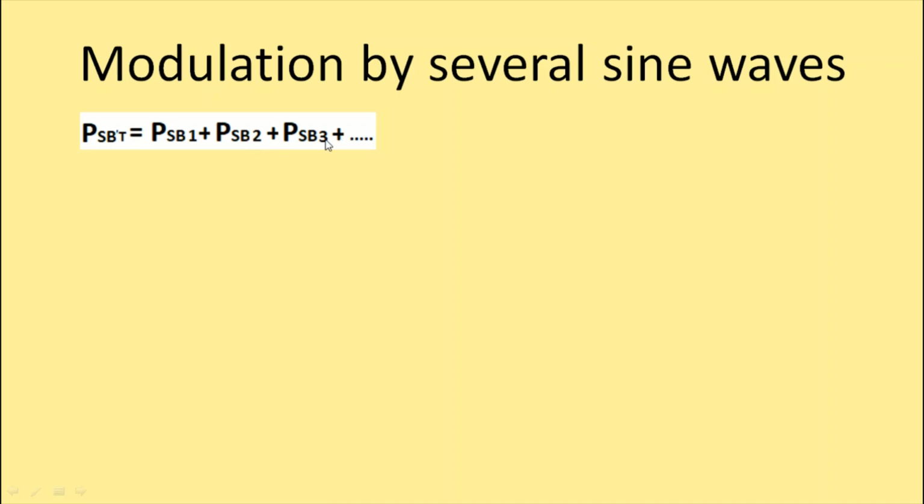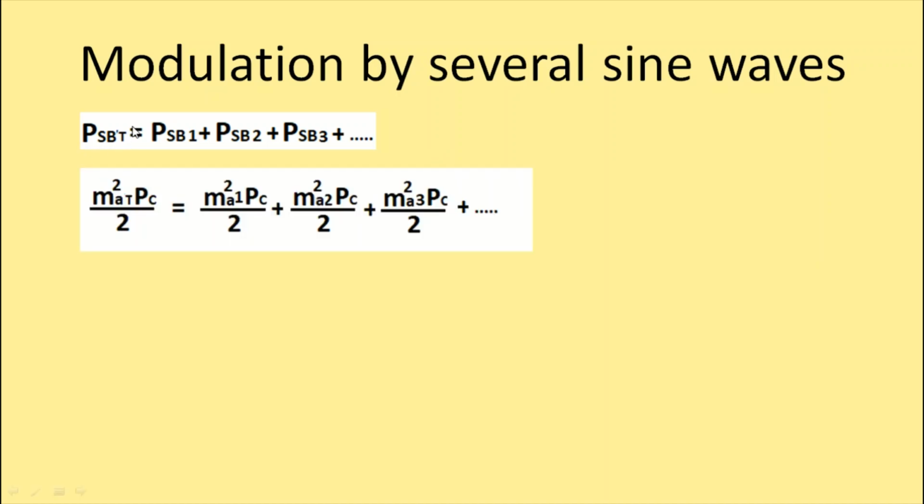So like this, I can add on n number of signals. This dotted line indicates that any number of message signals can be added on. In this case, the expression for PSB, we have already seen it as equal to MA square PC by 2. Now here, what I've done is, this expression is a little different when compared to your normal PSB expression. I have represented here the PSBT, that is nothing but the total sideband power.